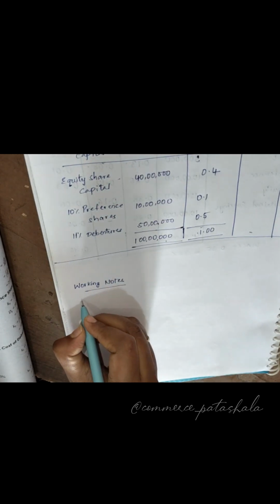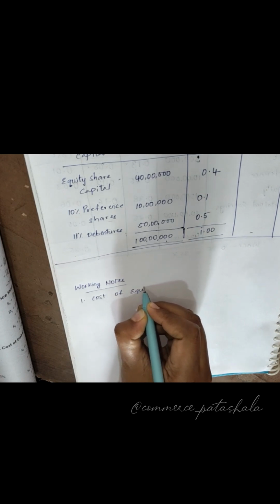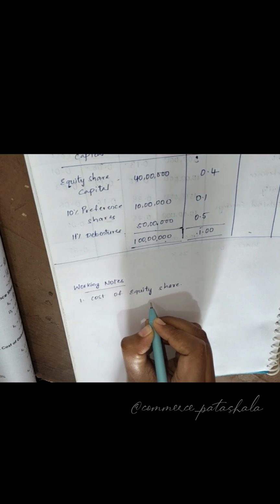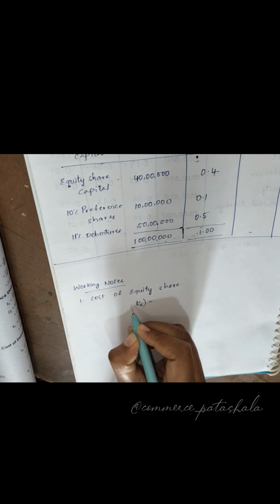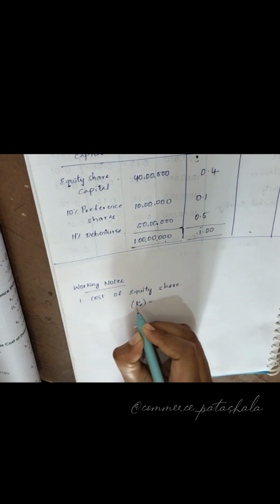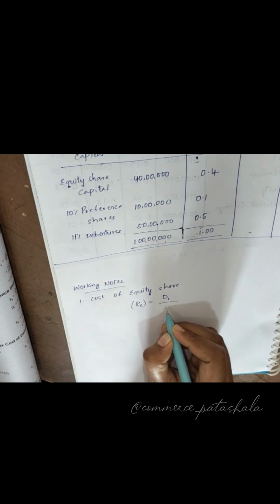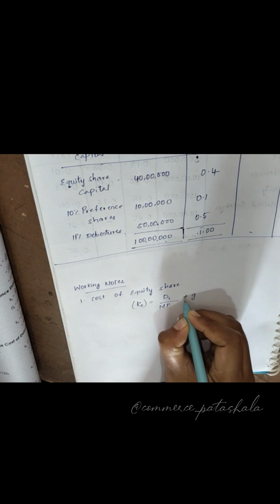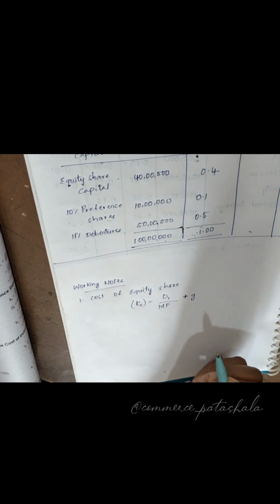So the cost of equity we will calculate first. Cost of equity share, if you see in the question, we have been given dividend, market price, and also the growth. Cost of equity share will be denoted as KE. Here we'll take the dividend, we'll term it as D1, and MP. This is a formula you need to remember: D1 being the dividend that we receive on the equity shares, MP being the market price, and growth being the growth percentage.